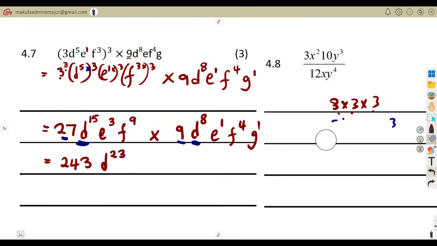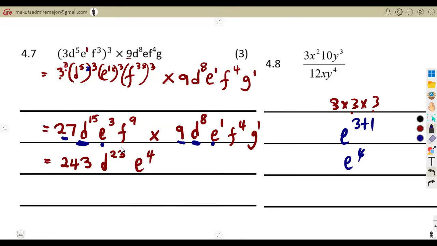We do the same thing. For the part of E, we can see that we have an E, and we also have E. We add e to the exponent of 3. We add the other exponent, which is 1. So that's e to the exponent of what? E to the exponent of 4.